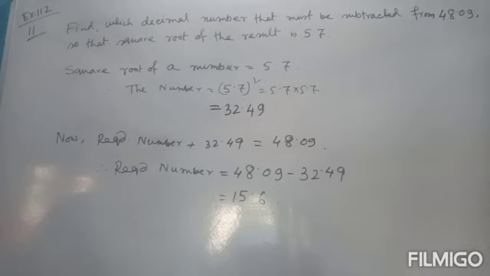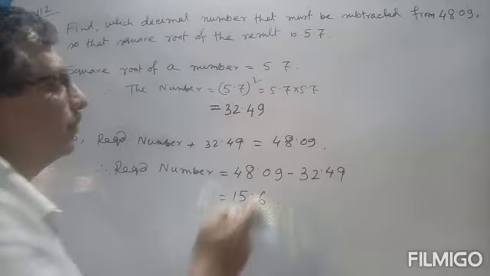Next question, question number 11 of the same exercise. Find which decimal number must be subtracted from 48.09 so that the square root of the result is 5.7. I repeat, find which decimal number must be subtracted from 48.09 so that the square root of the result is 5.7.